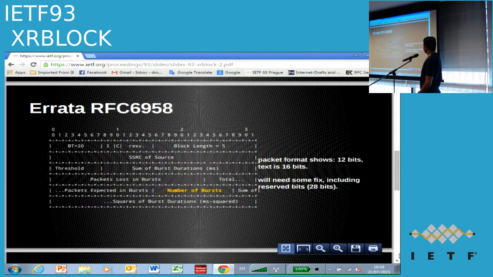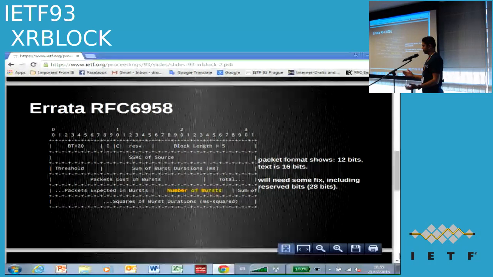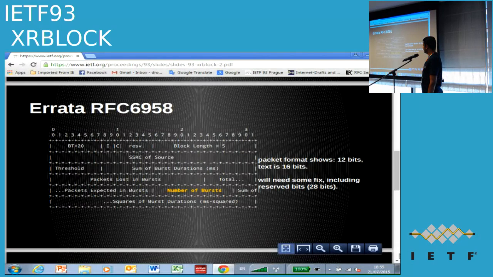to derive these metrics, I made an errata just today because I noticed that the number of bursts was supposed to be 16 bits, but in the packet format it's 12. And so I reported this. I don't know what's the next step, but since it's reported, I guess people will do whatever's needed, right? So do we have to rev the thing or?